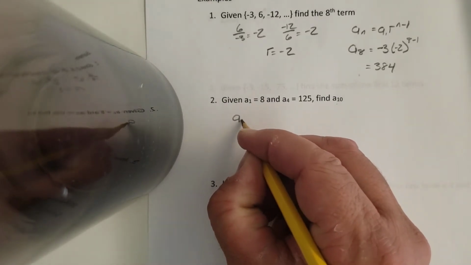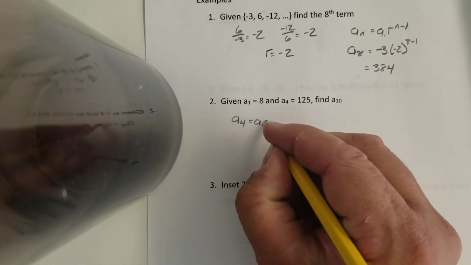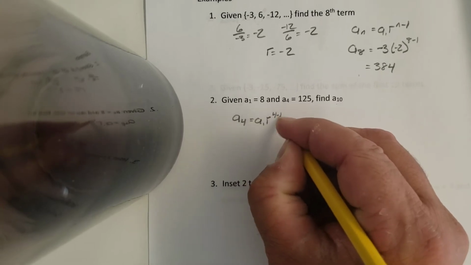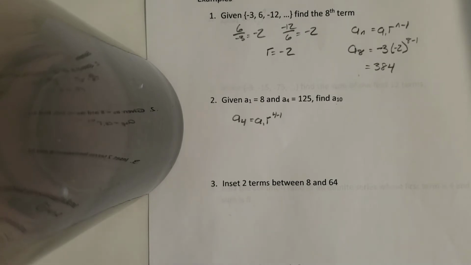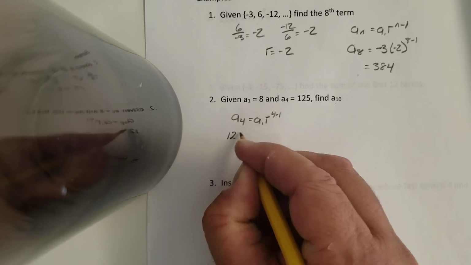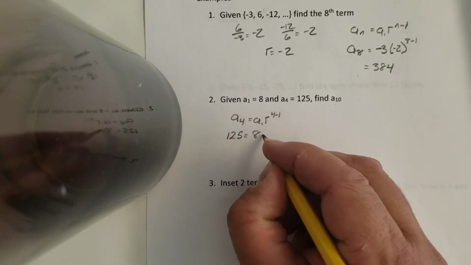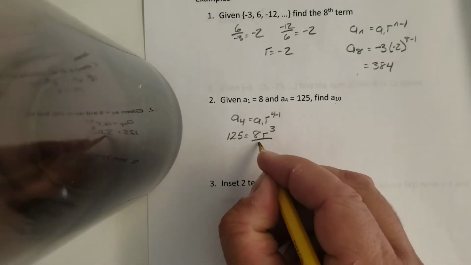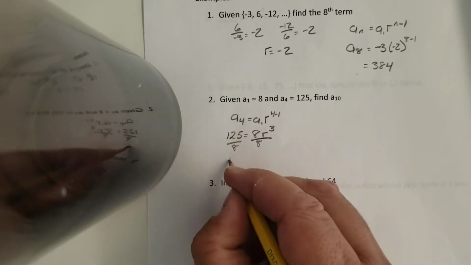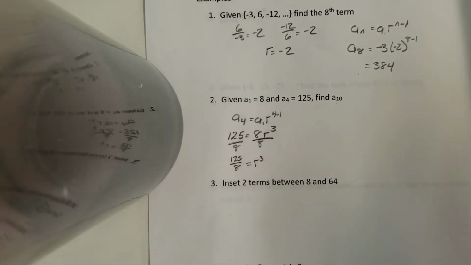Well, we know that to get to the 4th term, you take your first term and then you do 4 minus 1 ratios. You have 3 ratios: your first to second, second to third, third to fourth. Okay, you know what all these numbers are. 125 is 8 times r to the third. Now it's just a matter of solving that. Divide by 8, you get 125 over 8 equals r to the third.